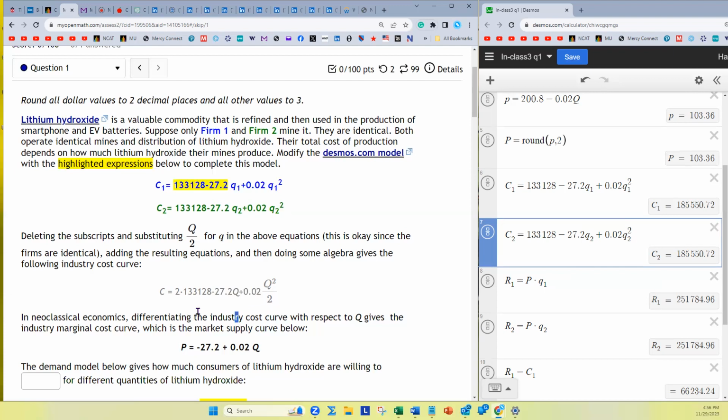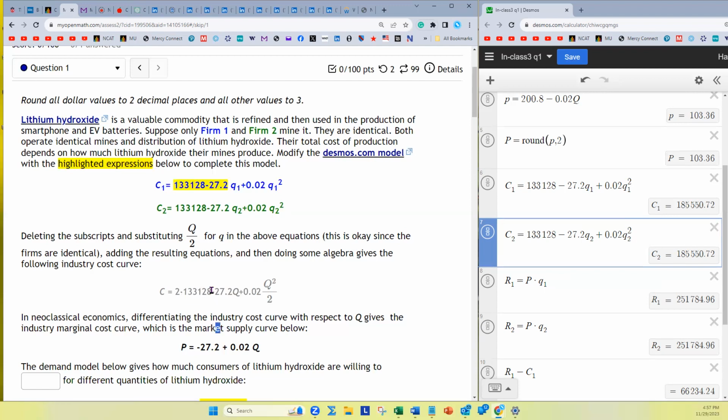Because when we differentiate this function with respect to Q, this part is gone. This part is constant. No matter what value Q is, this part is constant, so this does not change. When you do a derivative, you're looking at changes in values, that before and after some change in Q. So that part is 0.